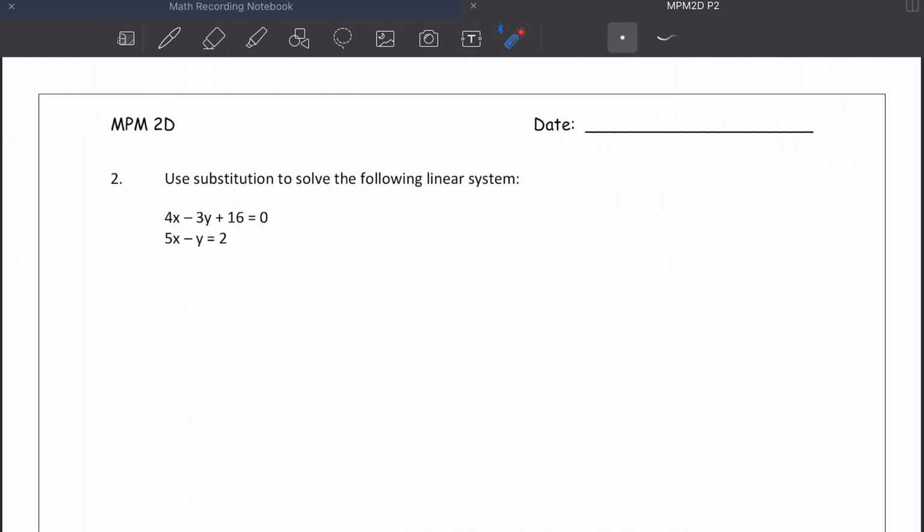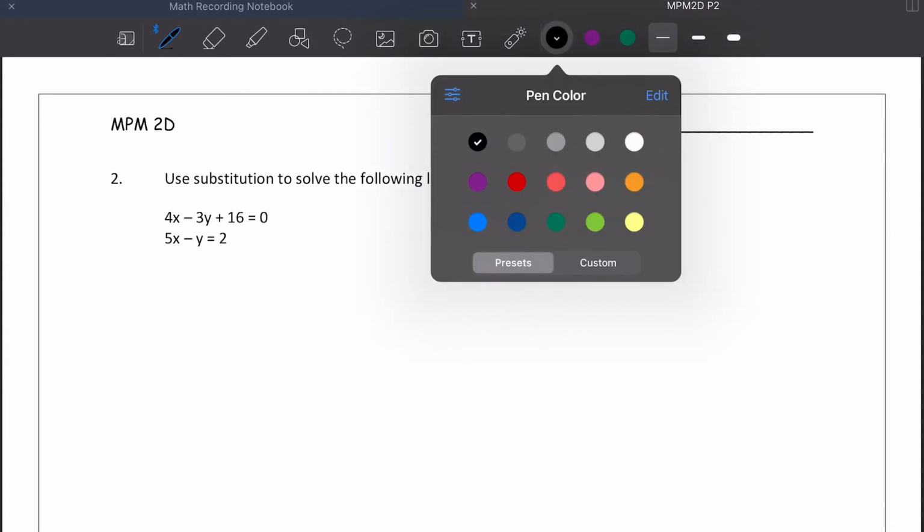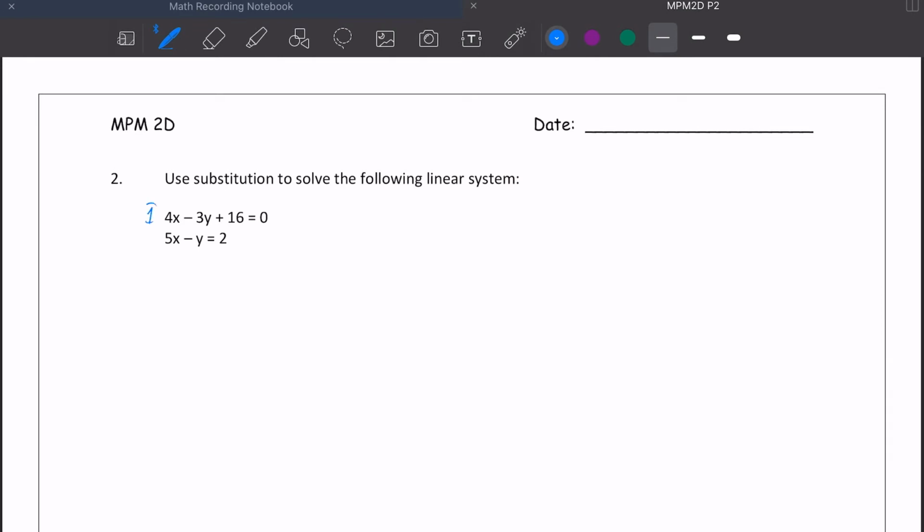This time we're going to be looking at two equations, 4x minus 3y plus 16 equals 0, and 5x minus y equals 2. Our first step is always to label our equations. So we have our first equation here. Here's our first equation. We'll label this one 1 and the other one 2.